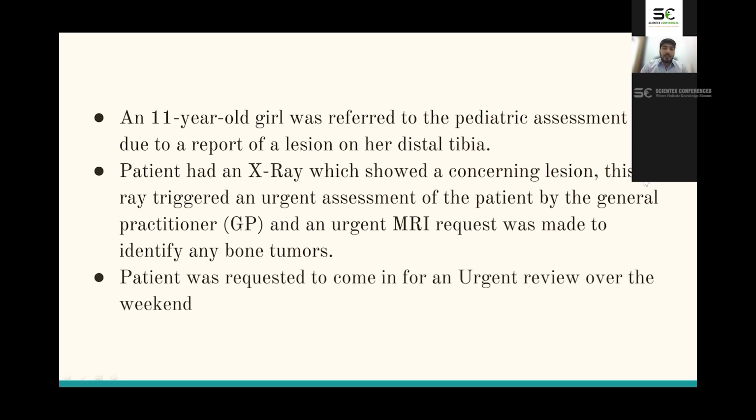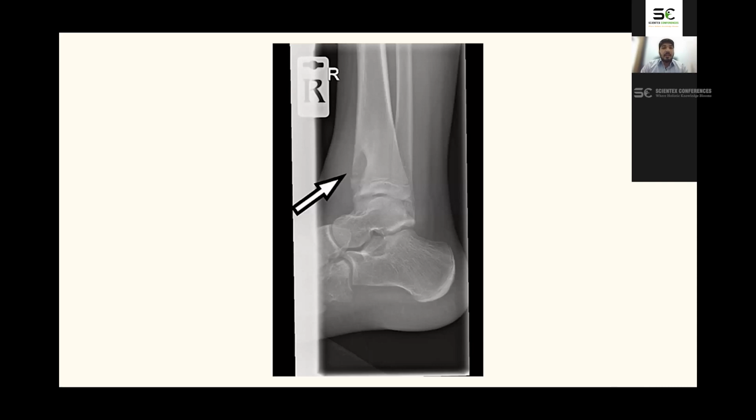The patient was requested to come in for an urgent review over the weekend. Again, that's something patients would not be very comfortable with. When you come over the weekend, it generally means that it's something urgent or important, or something not right. This is the lesion that was seen on the X-ray. This is quite an alarming lesion. If I saw it for the first time, I would be quite alarmed. In an 11-year-old girl, that is not very reassuring, and it definitely looks catastrophic.